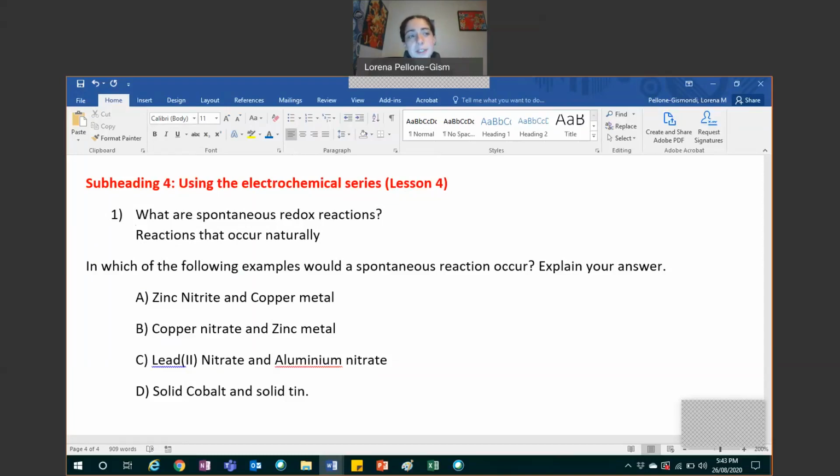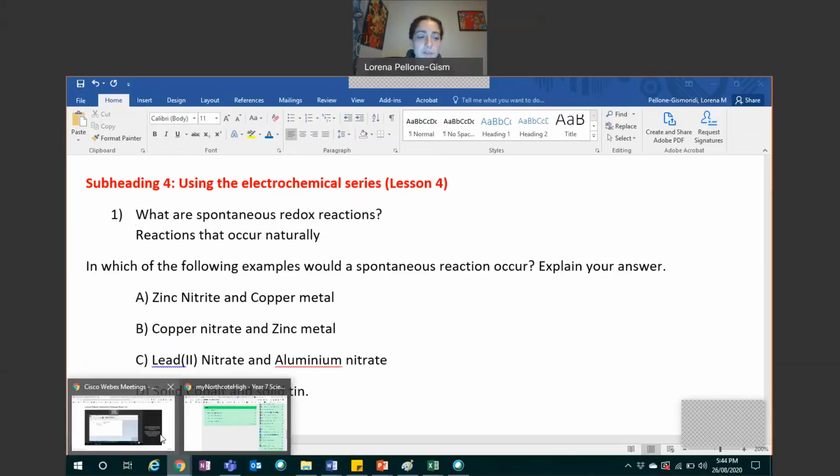Some non-spontaneous reactions are like recharging your phone. That's a redox reaction, but you need to actually plug it into the wall, give it electricity to undergo that redox reaction. And also another example would be silver plating and gold plating of your jewelry. That's through a non-spontaneous reaction.